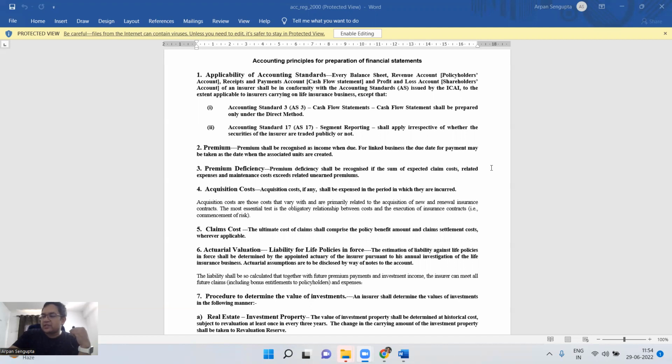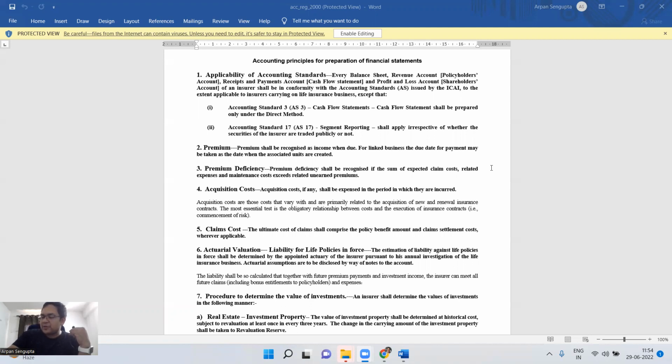I think if someone has studied SP1, they have probably studied this concept, which is the premium deficiency reserve. This only happens in short-term business where you have received the premium for the entire year, and some portion of it, suppose 3 months, has passed.